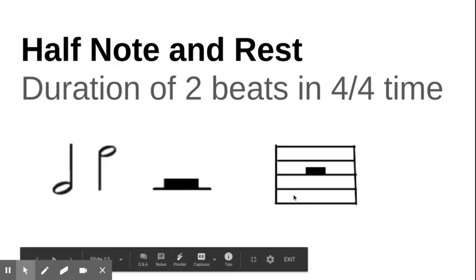So, you'd have a note with a stem down and a note with a stem up, and then that helps you figure out who's singing which note. Half rest looks a lot like the whole rest, but it goes up from the line. Here's what it looks like in the staff.